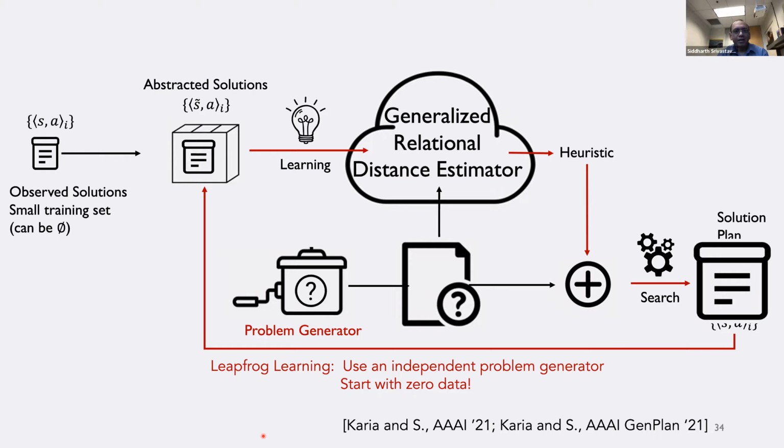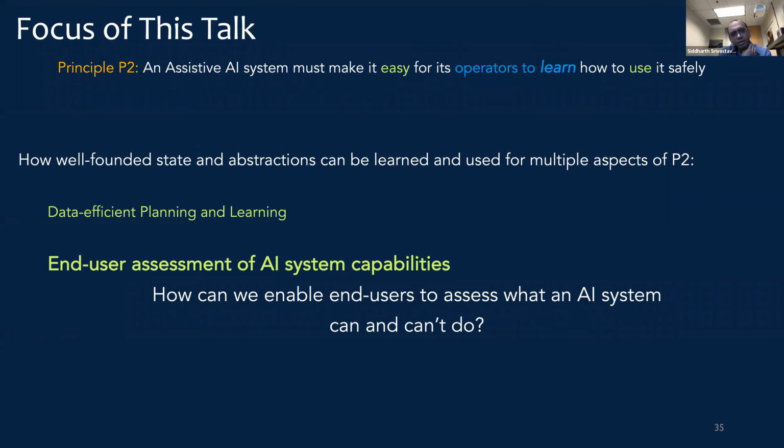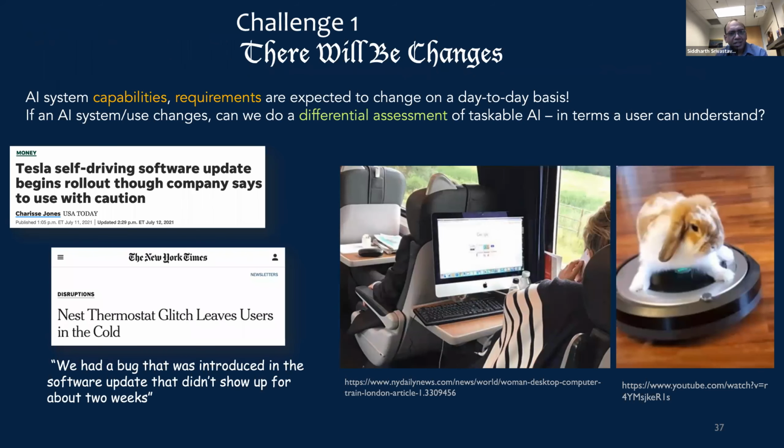All right. So now what I want to talk about is the learnability aspect. That is, how do we enable users to assess what the AI systems can and can't do? And there are two major challenges in this direction. One is that things change. So requirements change as well as deployments.